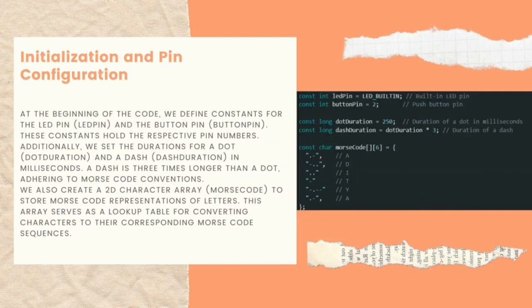Tracking progress, blinking state and initializing pins. The variable current letter keeps track of the current letter being blinked in the Morse code. It is initialized to 0. The Boolean variable blinking indicates whether the LED is currently blinking. It's initially set to false. The setup function is executed once at the start. It configures the pins' modes. The LED pin is set as an output pin to control the LED, and the button pin is set as an input pin with pull-up resistor activation for the button.